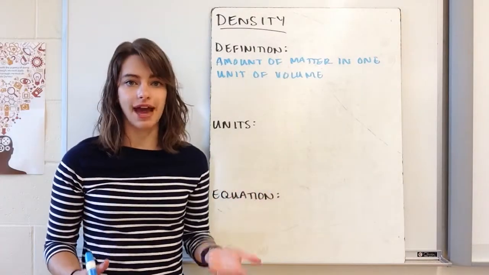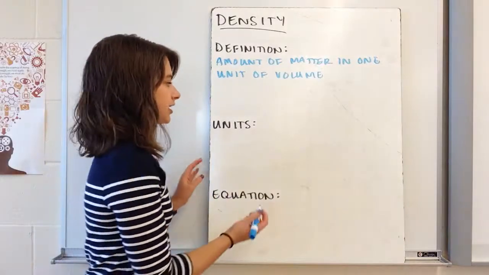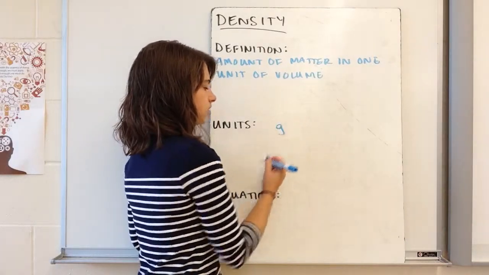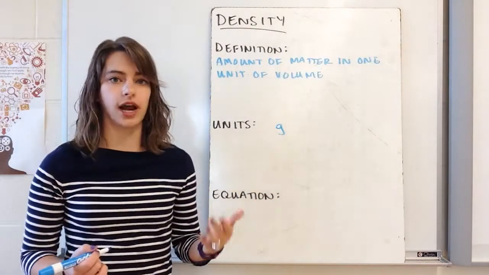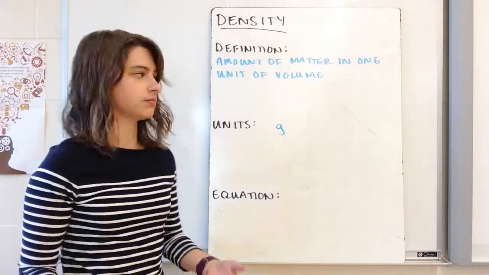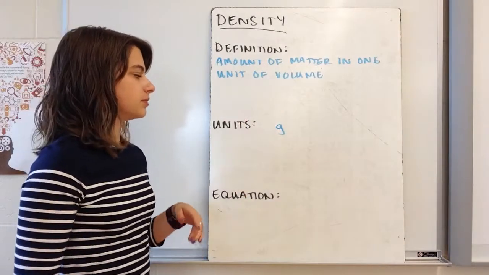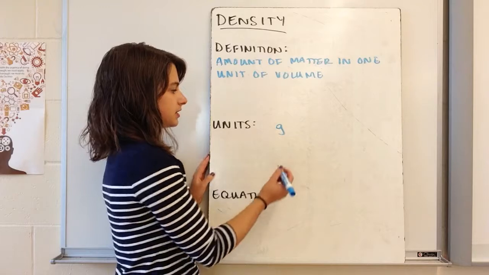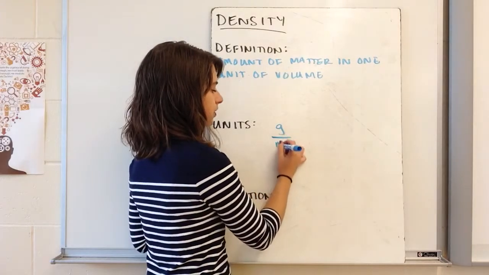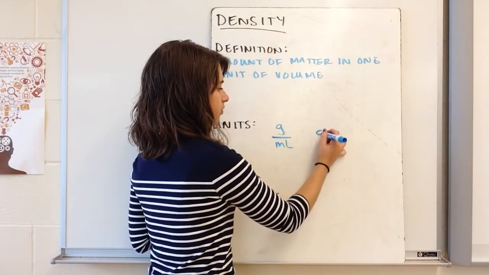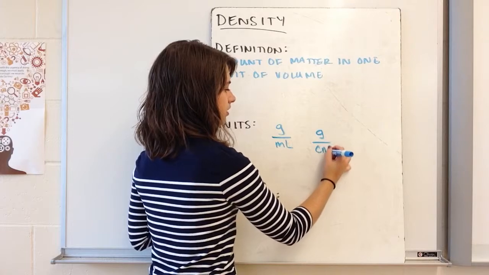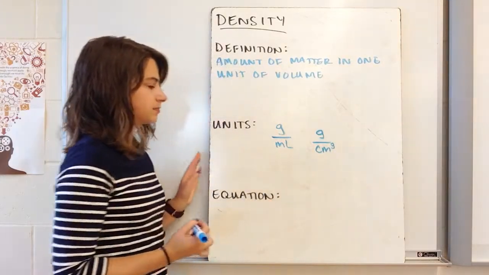So the amount of matter, or the mass, we measure in grams. So it's always going to be grams per a volume unit. So our common volume units that we're going to use, especially when we're working with density, are grams per milliliter and grams per centimeter cubed.